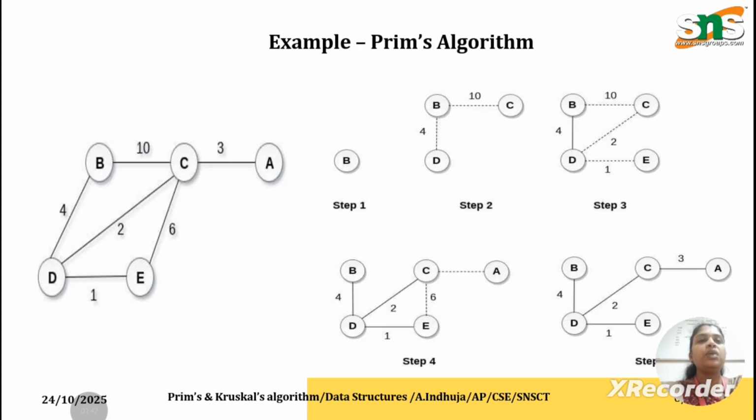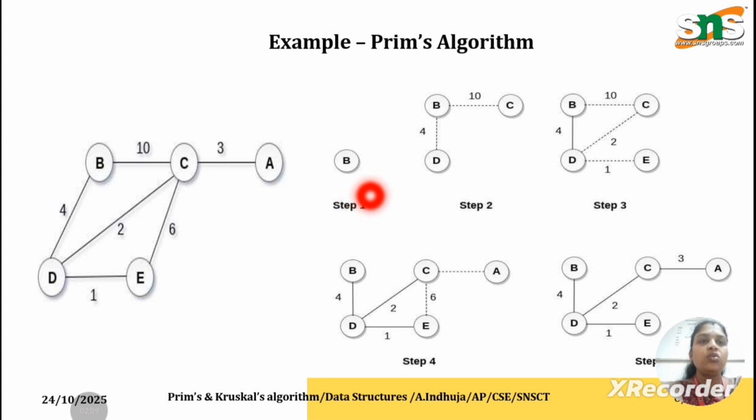So in Prim's, what we have to do is first consider the given graph. In this given graph we have to first identify the source node, that is, from which node we are going to start our algorithm. So here I am fixing the starting node as B. In step 1, the B node is the starting node. From B we have to find the adjacent nodes of B.